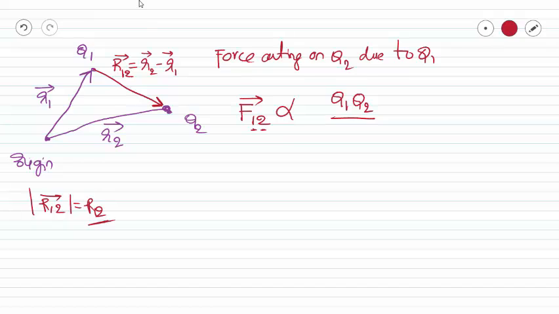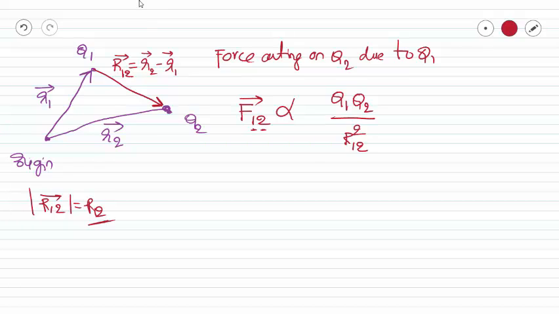So as per the definition, the force between the two charges is inversely proportional to the square of the distance between them, so R12 square, and it acts along the line joining the two charges. This is the line that is joining the two charges, and R12 bar is the corresponding distance vector.